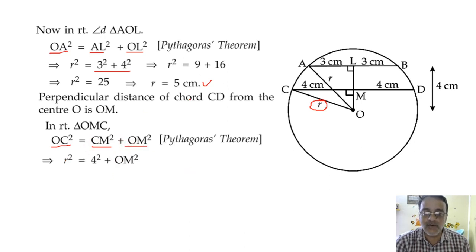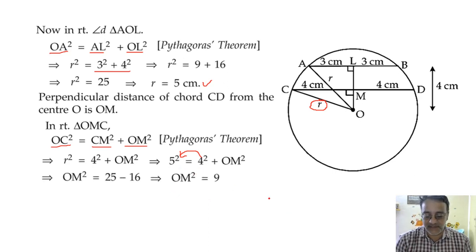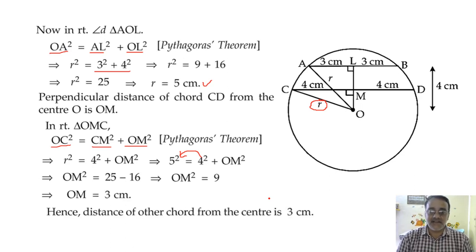Okay, R का value already मिला है, that we can substitute, 5 square, and we will shift 4 square to this side. So what will you get, OM square? 9. 25 minus 16 is equal to 9. So what is the final value of OM? 3 centimeter. Right. Hence, the distance of the other chord from the center is 3 centimeter.